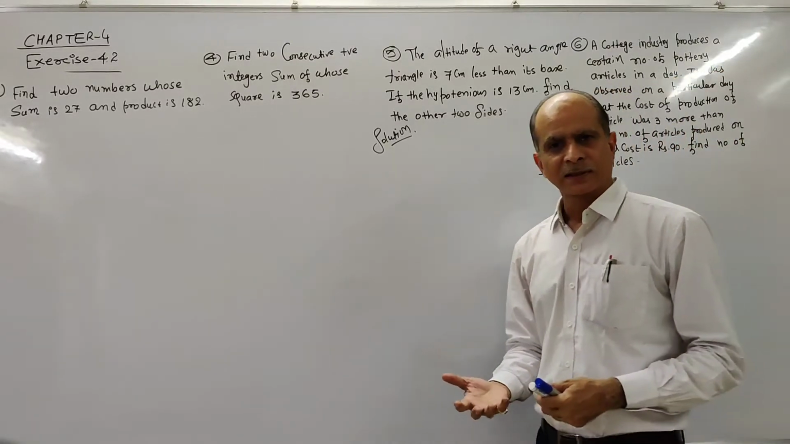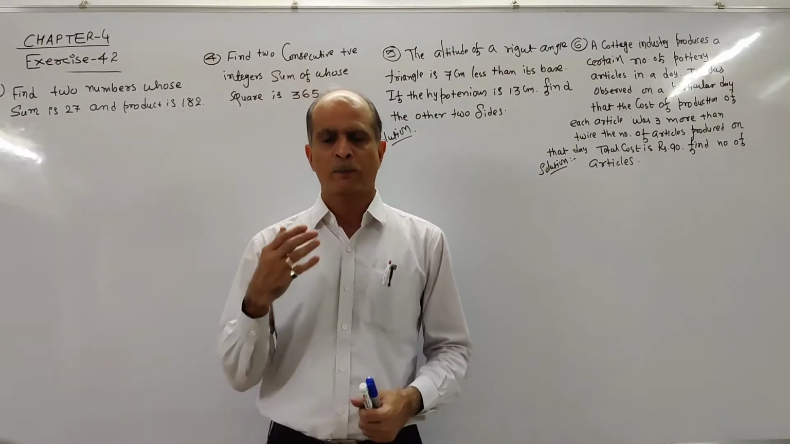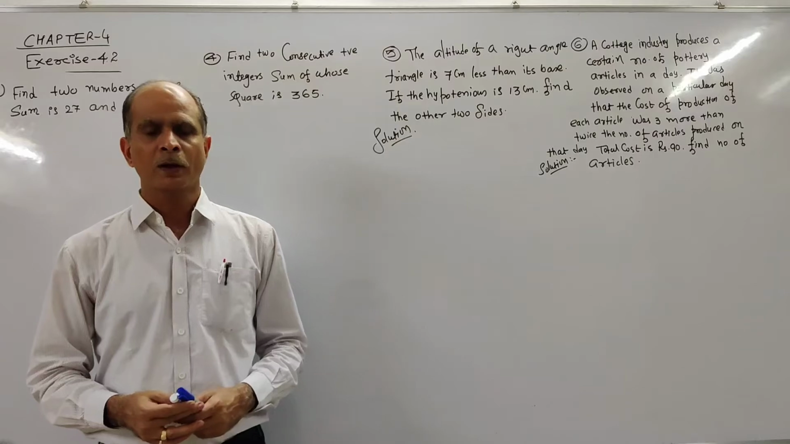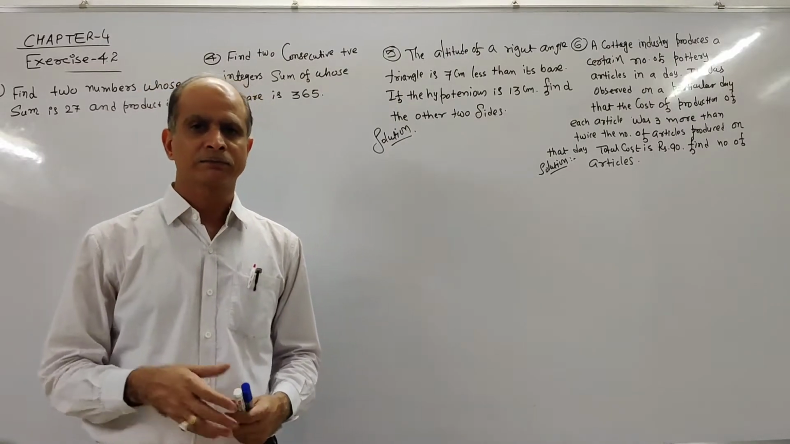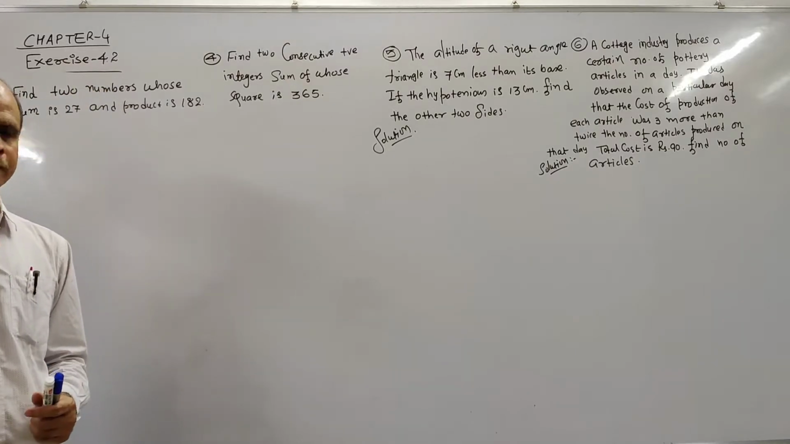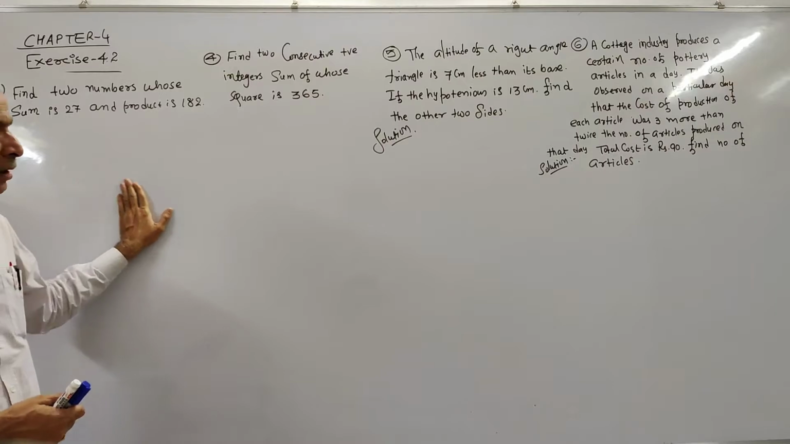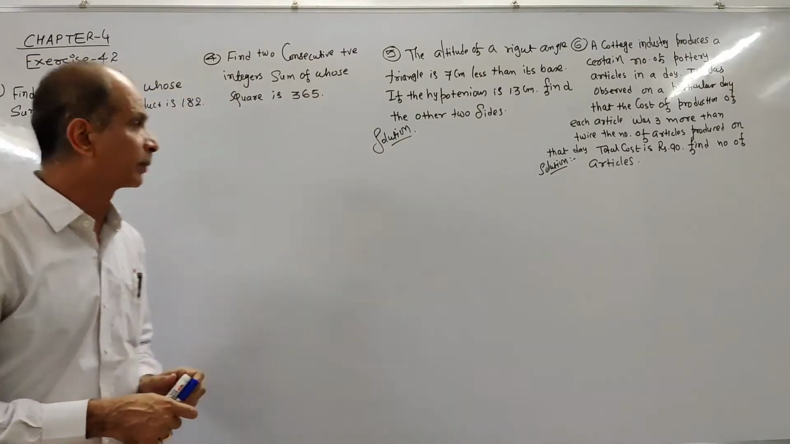Any method means there are 3 methods for solving a quadratic equation: factor method, completing the square method and formula method. And we have already studied only the factor method. So we will use the factor method to solve these 4 examples.